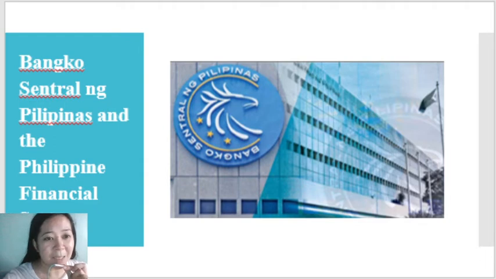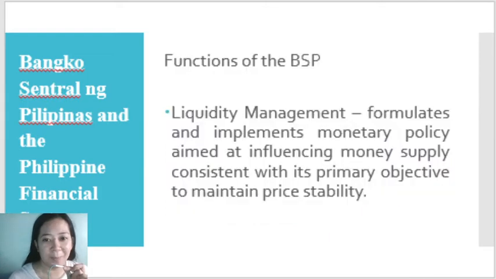So the BSP's main primary objective is to maintain price stability, conducive to balanced and sustainable economic growth. It also aims to promote and preserve monetary stability and the convertibility of the national currency. So aside from overseeing the financial system in our country, they also have other functions which we will discuss as we go along.